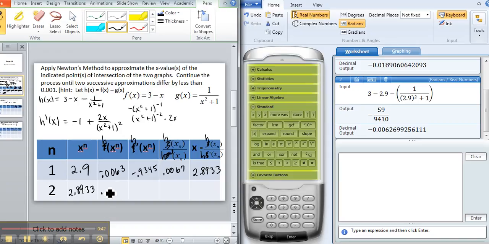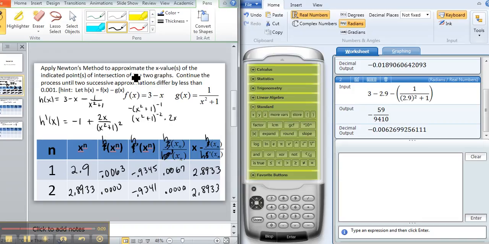Plug that value in for h of x. You get 0.0000. So I know I'm going to be very close. Plug that value into h prime, you get negative 0.9341. Again, when you divide those, 0 divided by this, you do get 0, and then when you subtract, you end up with the same value, this minus 0. So we are within the 0.001.